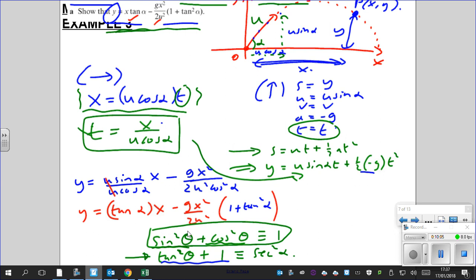But you can see now why it is a parabola. It's a parabola because you have this x squared term in here. It must be a parabola because your highest term is x squared, so it must be a quadratic.